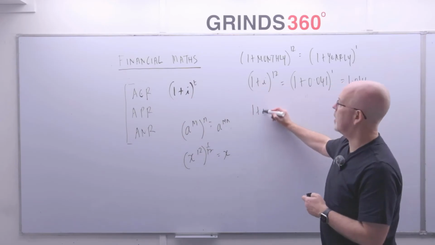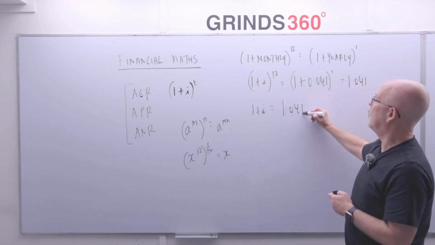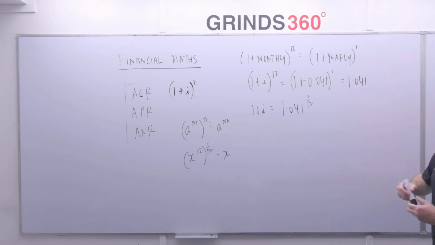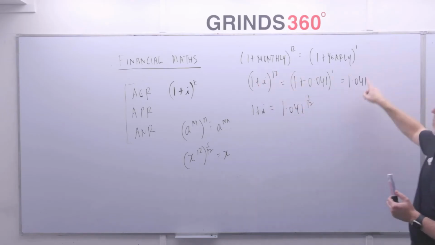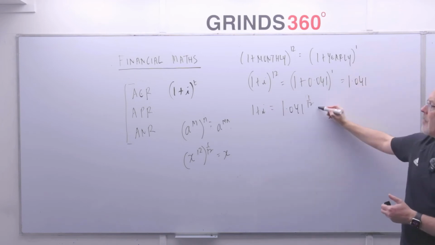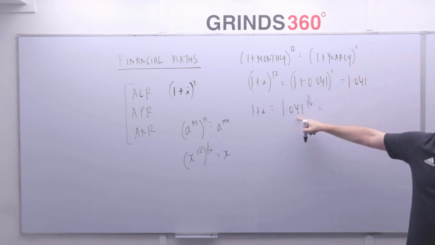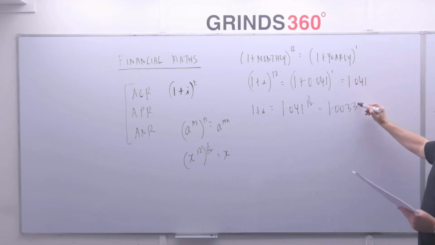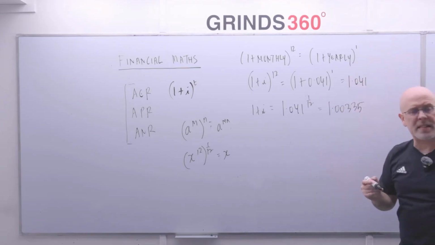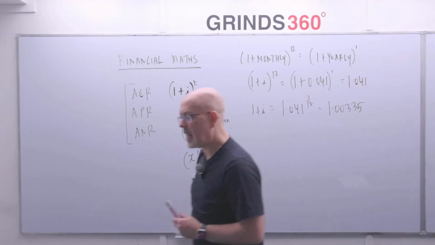So let's get 1 plus i is equal to 1.041 to the power of 1/12. Right? So I know that going with power of 1/12 on this side will remove that. I just go with power of 1/12 on this side here. And if you pop that number into your calculator, okay, I get like 1.00335. Now I'll show you why I'm taking so many decimal places in a moment. Right? So that's 1 plus i.